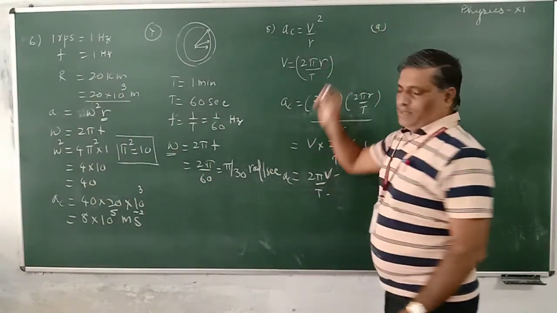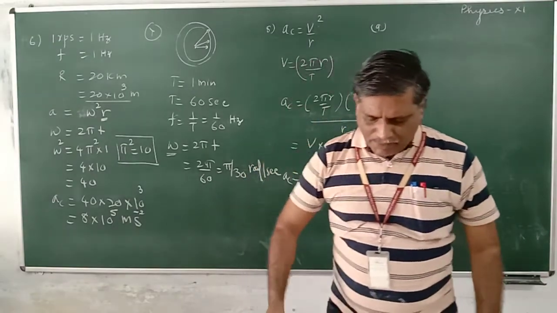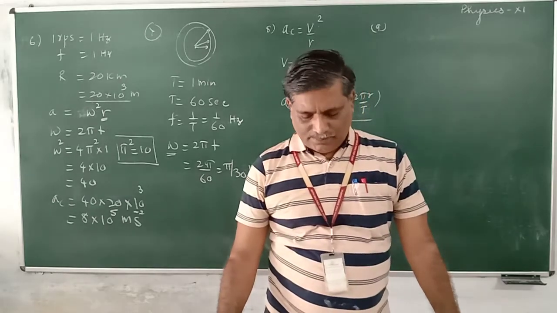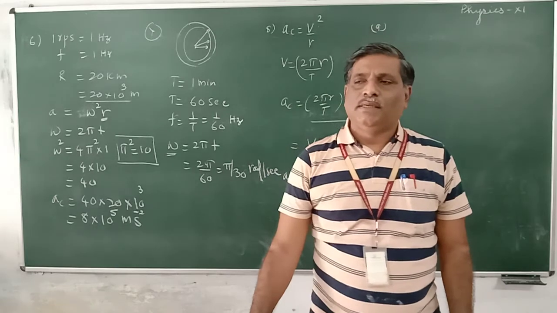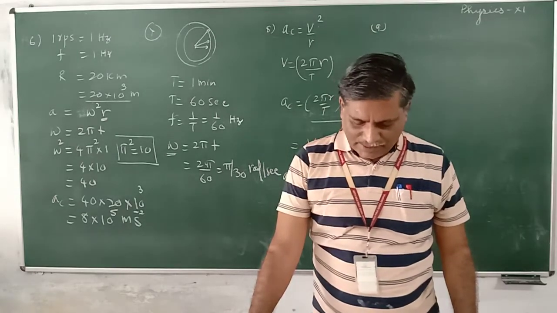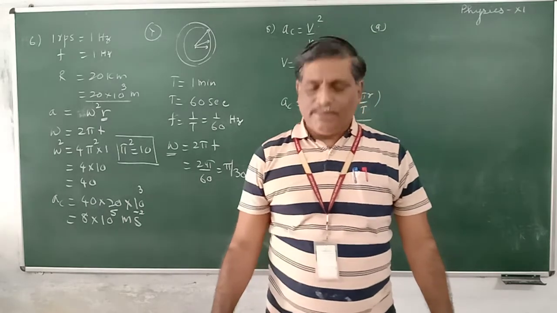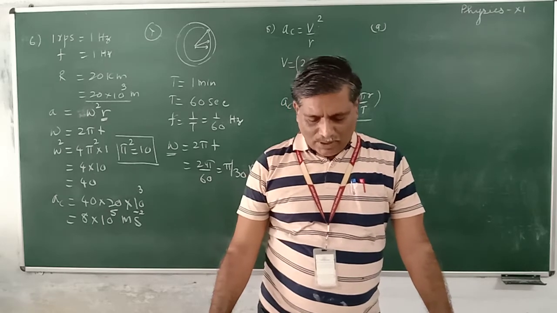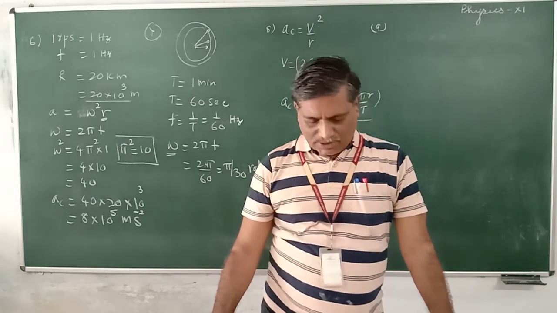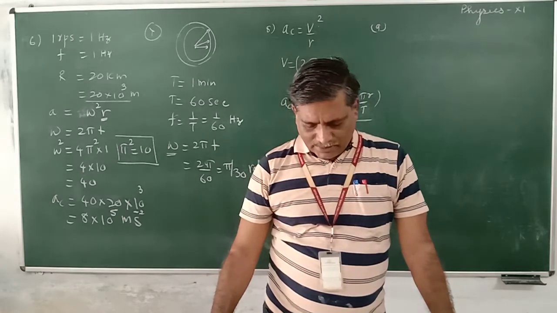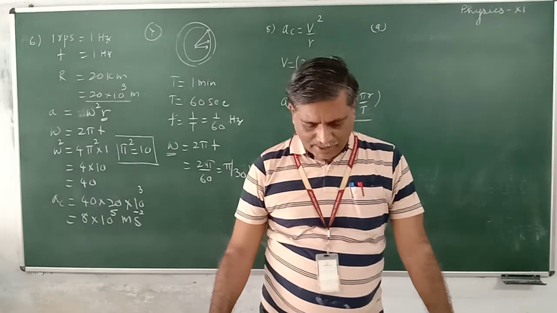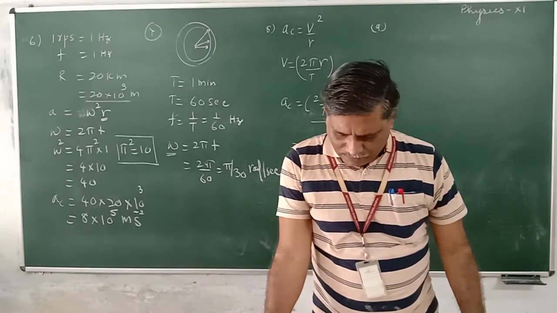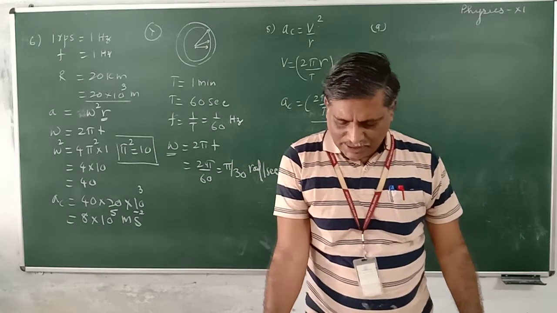Next problem, the ninth one we are taking. In a uniform circular motion, the options are: first, both angular velocity and angular momentum vary; second, angular velocity varies but angular momentum remains constant; third, both angular velocity and angular momentum remain constant; fourth, angular momentum varies but angular velocity remains constant.